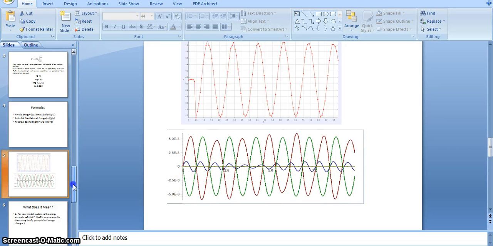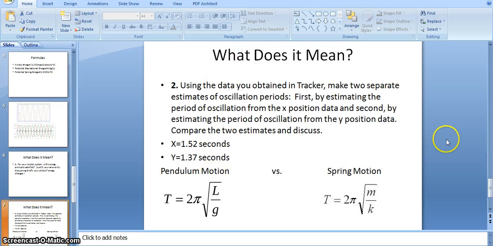Moving on to the second question: what changes if I calculate the period of oscillation using the x position data versus using the y position data? They're different, because for x, I found 1.52 seconds, and for y, I found 1.37 seconds. This is because x goes in a horizontal pendulum motion, so I use this formula, while the y data goes in an up and down spring motion, so I use this one. So they're supposed to be calculated differently.